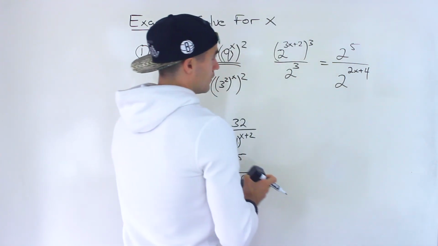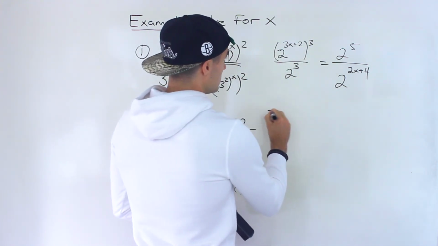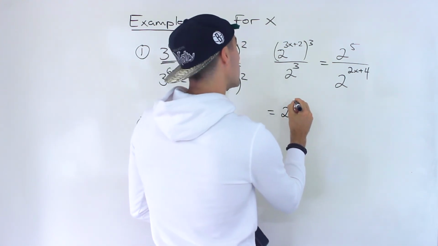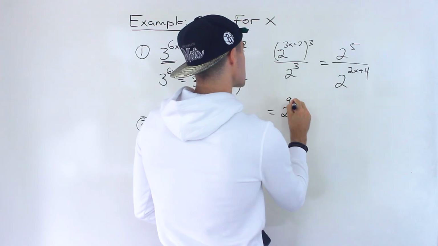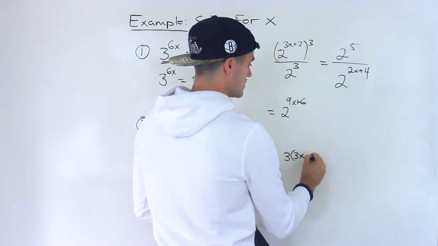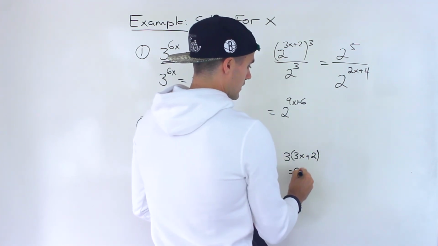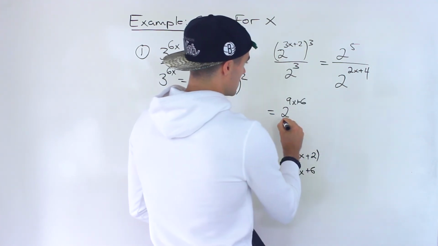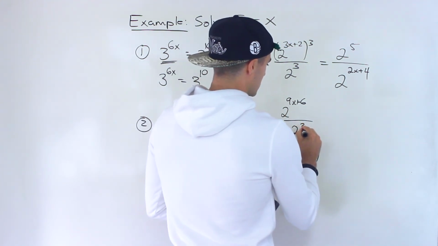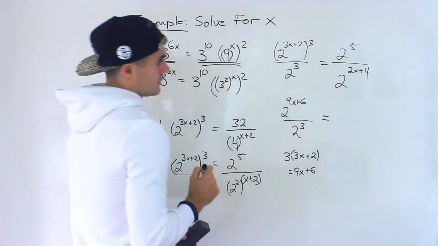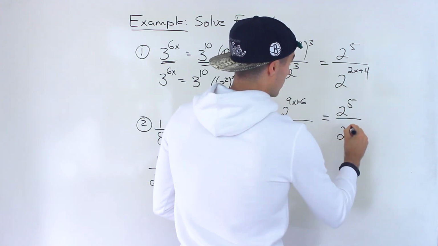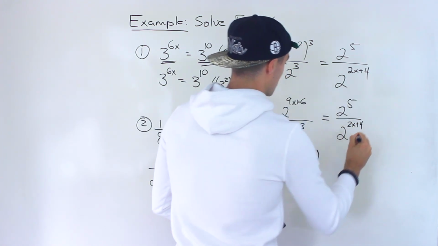So from here, the next line, what we can do is apply the same thing up here, but that would be 2 to the power of, what, 9x plus 6? Right? 3 times 3x plus 2 would give us 9x plus 6 all over, put the equal sign again, just a bad habit, equals 2 to the power of 5 all over 2 to the power of 2x plus 4.